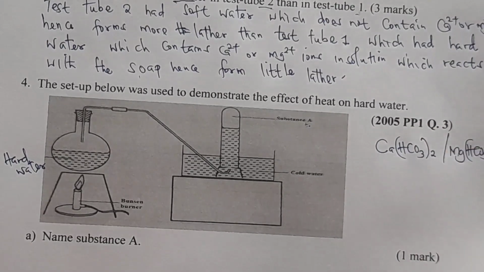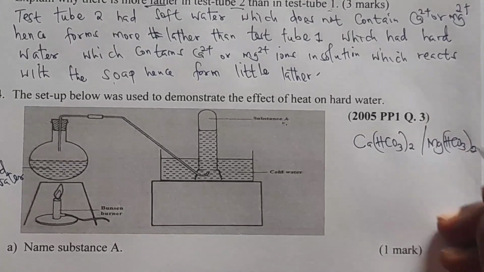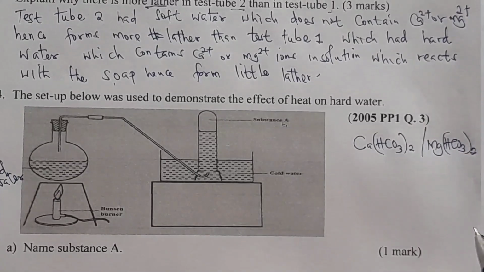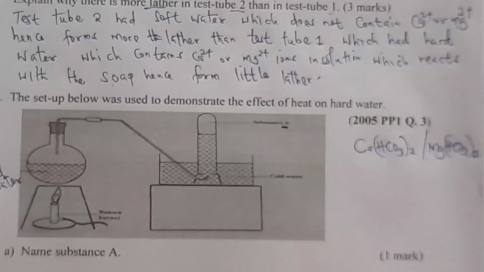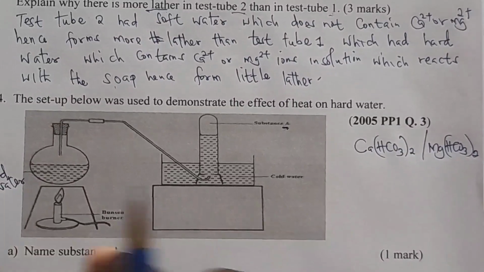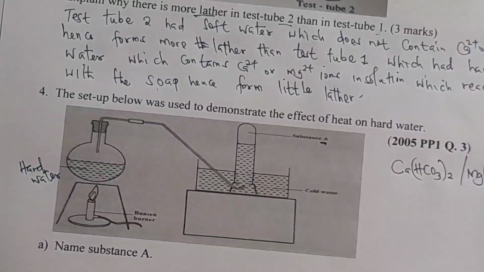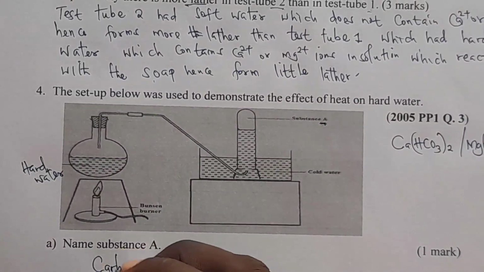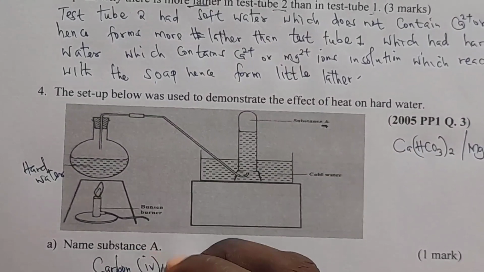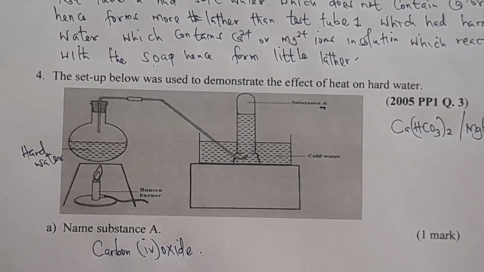So these calcium hydrogen carbonates and magnesium hydrogen carbonates, when they're heated, they decompose to produce their respective carbonates and also water and also carbon dioxide. That's why we're having substance A as our carbon dioxide. So this hard water contains that temporary hardness. So name substance A, we are going to say carbon dioxide. Carbon dioxide. Full stop. That's substance A, carbon dioxide.